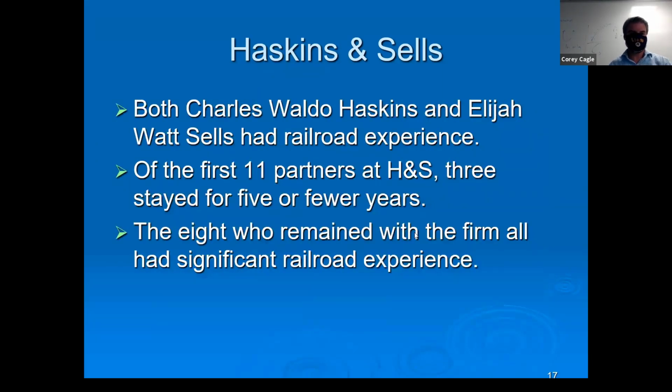So Charles Waldo Haskins is the other guy. They both had railroad experience. In fact, the first 11 partners at Haskins and Sells, 3 of those stayed for not too long, but the other 8 all came from the railroads. Haskins worked for a construction company that built railroads, and then he worked for an actual railroad, and then he was a comptroller for the Central of Georgia Railroad and for the Chesapeake and Western Railroad. Sells was an assistant station agent when he was 16, when he started working for the railroads.